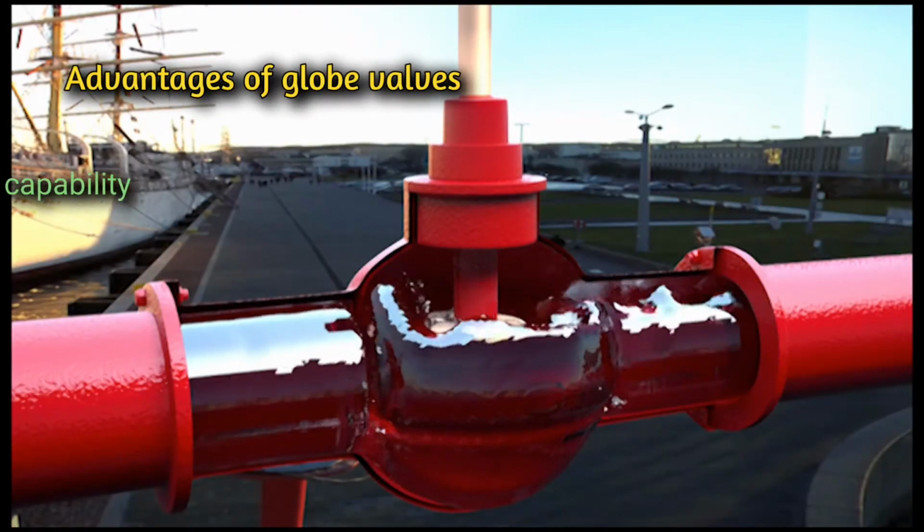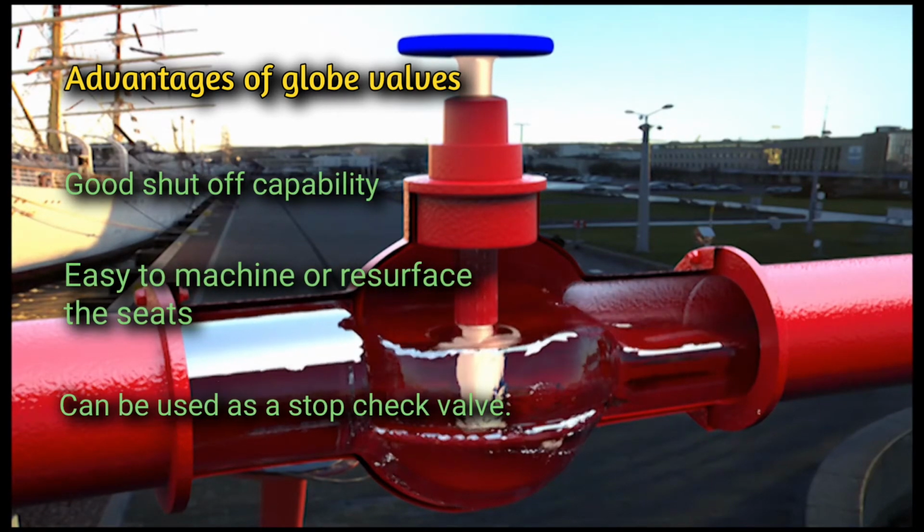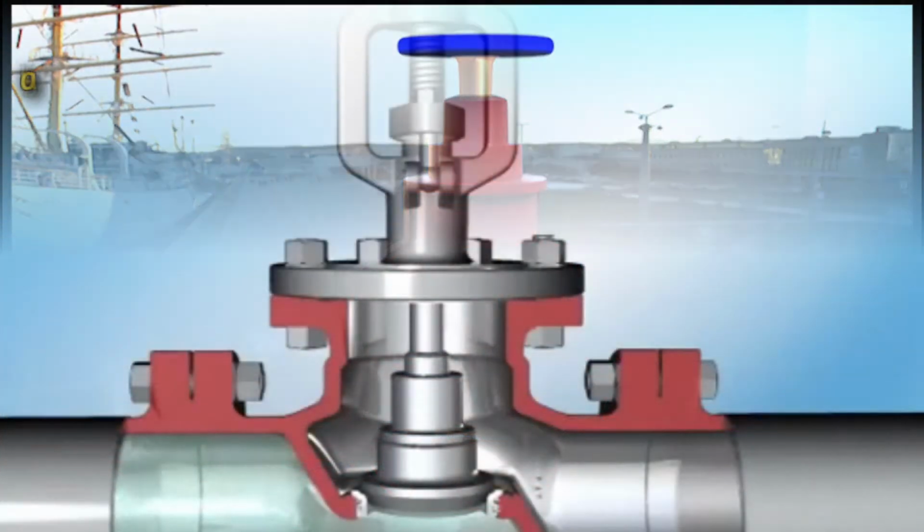Advantages of globe valve. Good shutoff capability. Easy to machine or resurface the seats. Can be used as a stop-check valve.